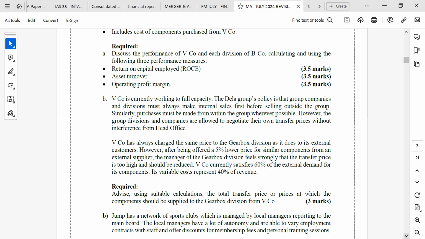From this question, they can ask you the disadvantages of negotiated transfer pricing. A situation where the two managers must come together to negotiate the price is going to be time consuming. It is going to be expensive because we can go and book a hotel somewhere to talk about this one. We are going to do refreshments. We might not even end up concluding on the issue. We have to come the next day.